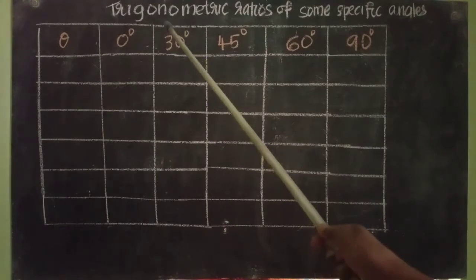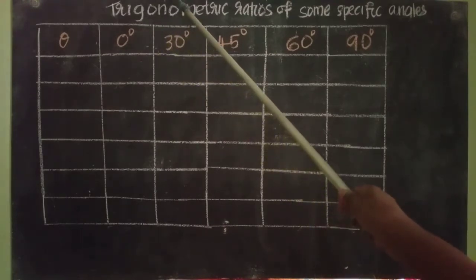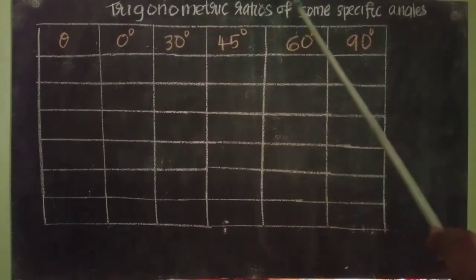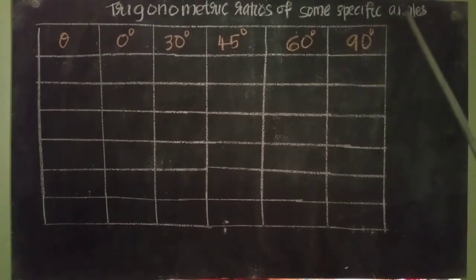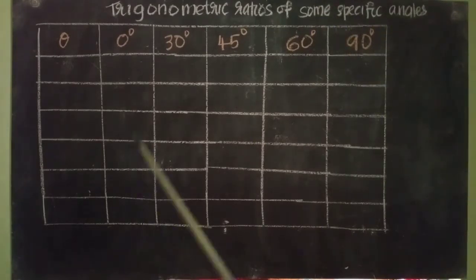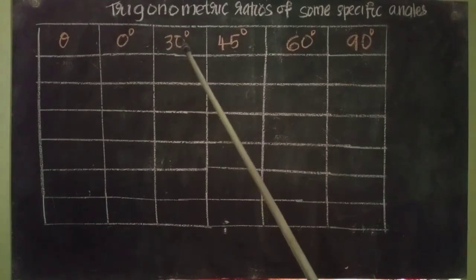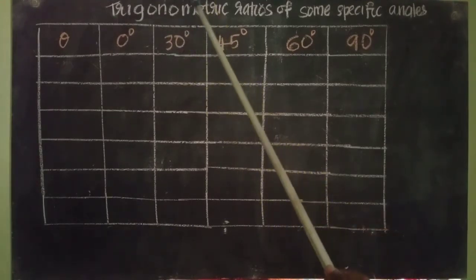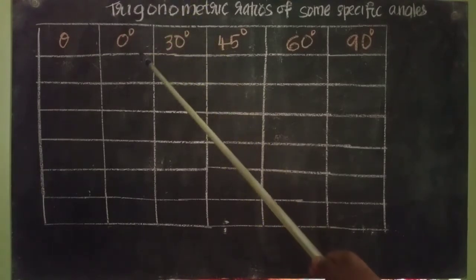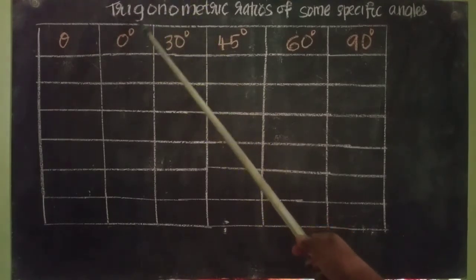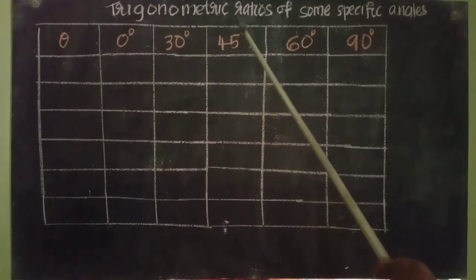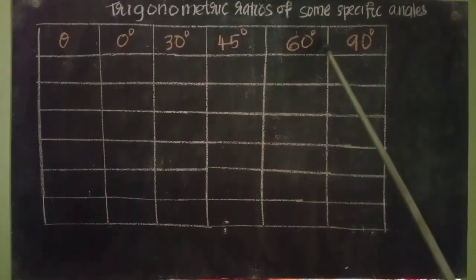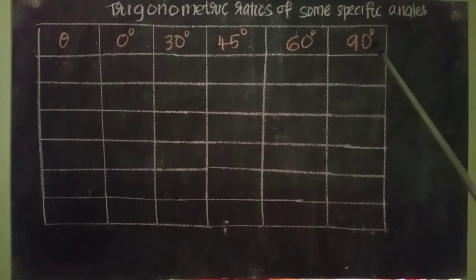In this video, we are going to discuss trigonometric ratios of some specific angles. That is, we are going to study the value of trigonometric ratios for the specific angles 0 degree, 30 degree, 45 degree, 60 degree and 90 degree. All these values you should learn by heart.